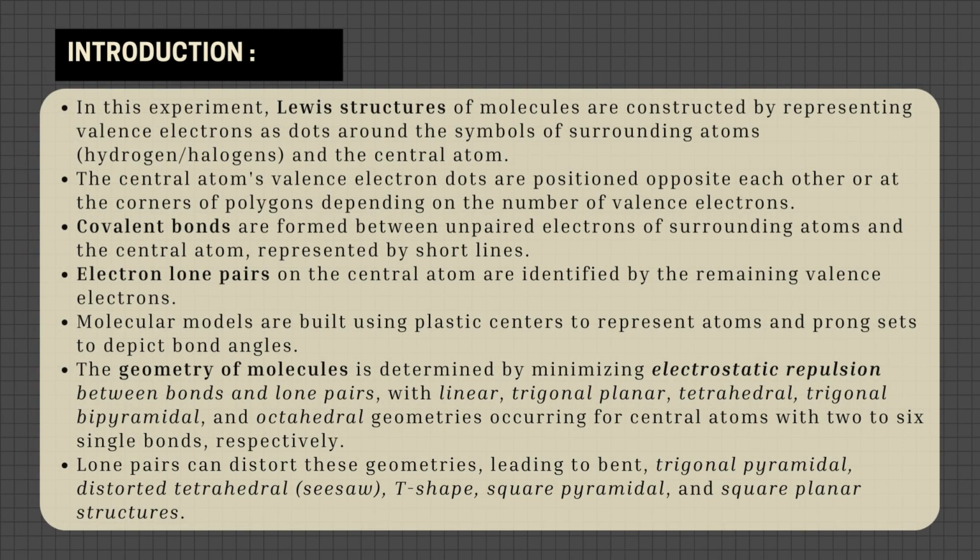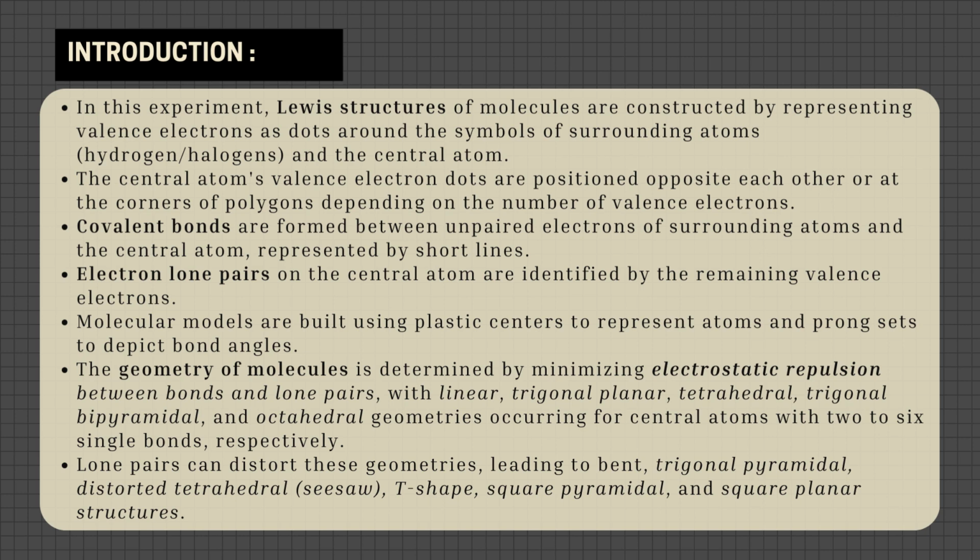Okay, so for the introduction, in this experiment, Lewis structures of molecules are constructed by representing valence electrons as dots around the symbols of surrounding atoms, which are hydrogen or halogens, and the central atom. The central atom's valence electron dots are positioned opposite each other or at the corners of polygons depending on the number of valence electrons. Covalent bonds are formed between unpaired electrons of surrounding atoms and the central atom, which are represented by short lines. The electron pairs on the central atom are identified by the remaining valence electrons. Molecular models are built using plastic centers to represent atoms and prong sets to depict the bond angles.